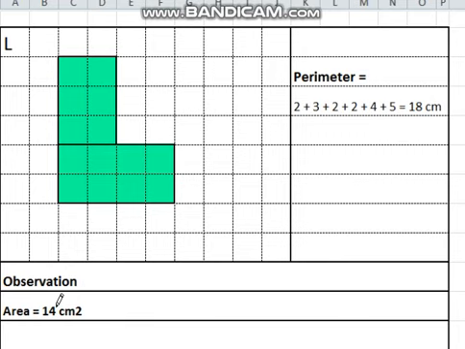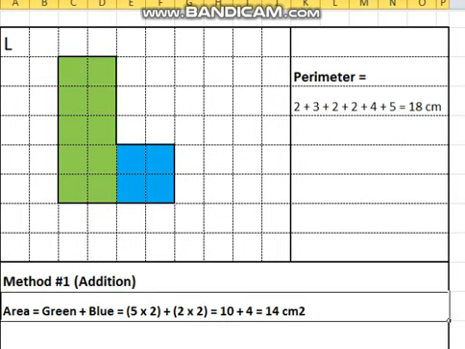And then how to find the area by observation? We just need to see how many squares are inside these lines. So when you count this one, 1, 2, 3, 4, 5, 6, 7, 8, 9, 10, 11, 12, 13, 14, oh, 14 square centimeters. So if we do it by observation, it is 14 square centimeters. Now let's see the first method.